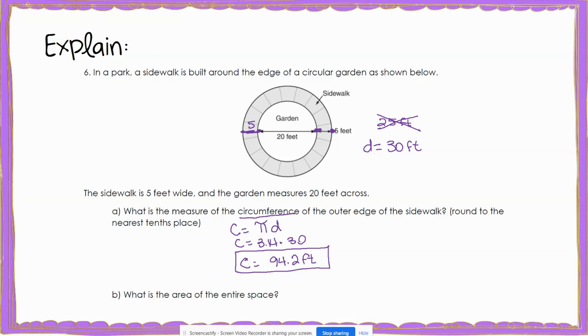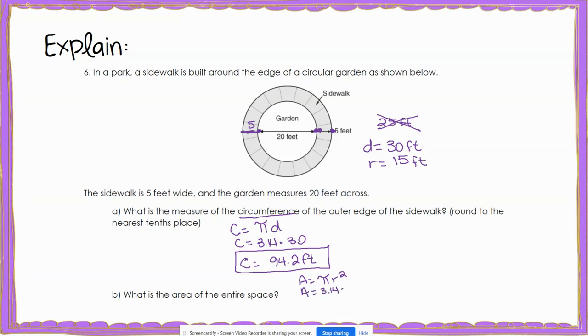Part B asks for the area of the space. So I'm going to start with the area formula, which is A equals pi r squared. Well, it doesn't tell me the area or the radius, but if I know that the diameter is 30, then I can divide that by 2 to find the radius. So the radius is 15. So I'm going to plug that in here.